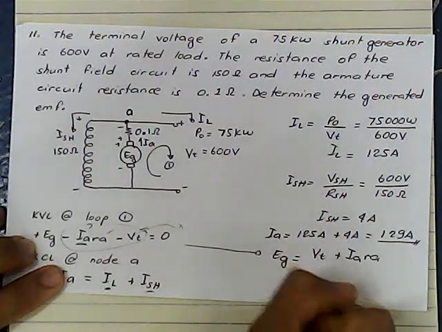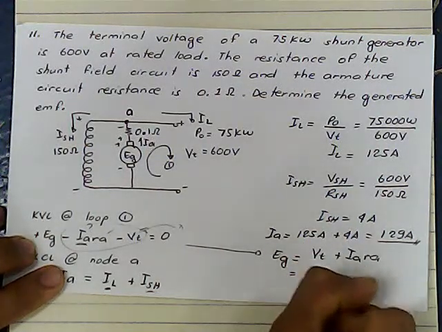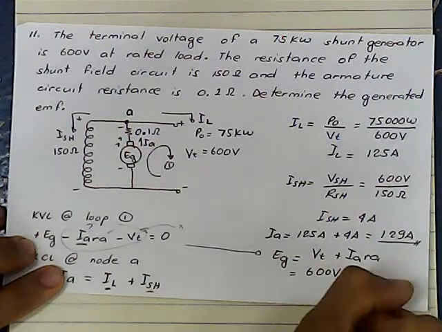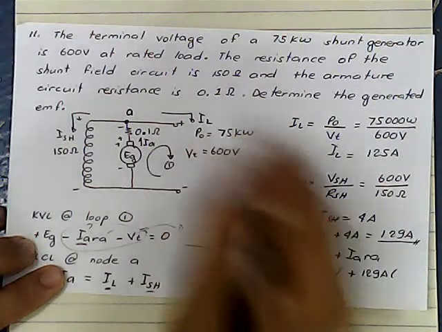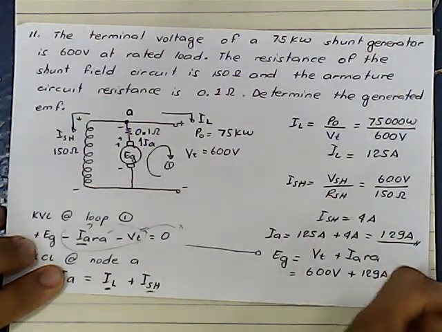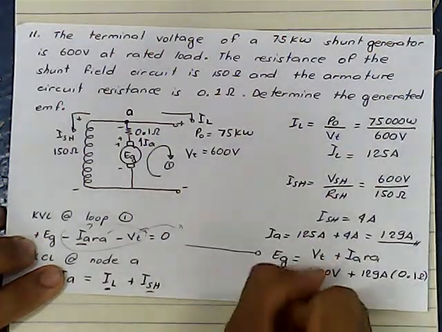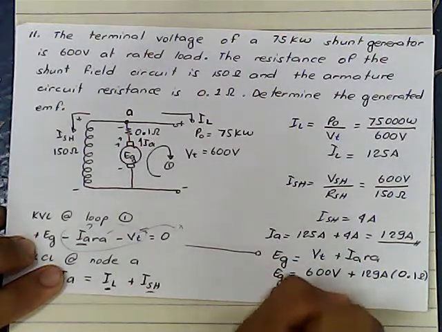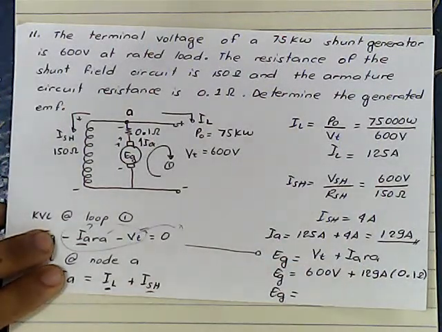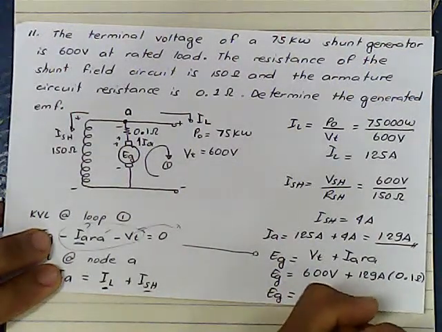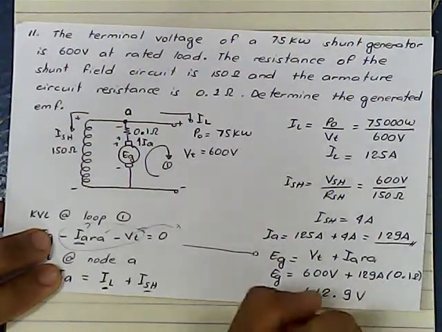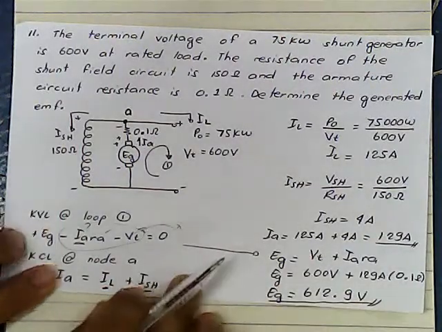Ngayon, VT is given as 600 volts plus yung IA natin is 129 amperes. Multiply this by 0.1 ohm. Therefore, EG is 600 plus 129 multiplied by 0.1 will give us 612.9 volts. Yan po.